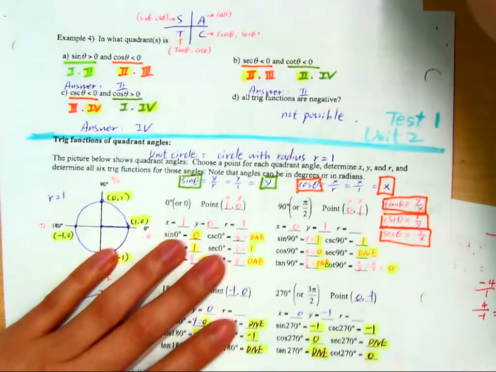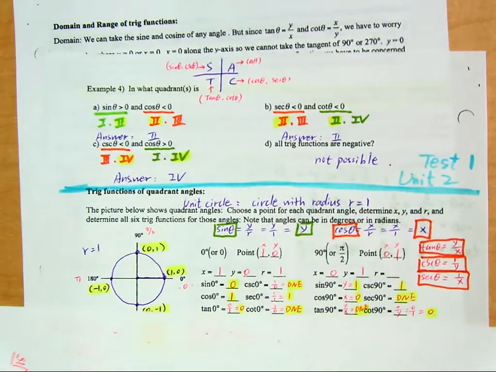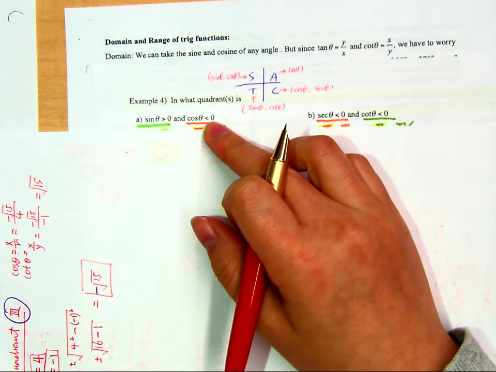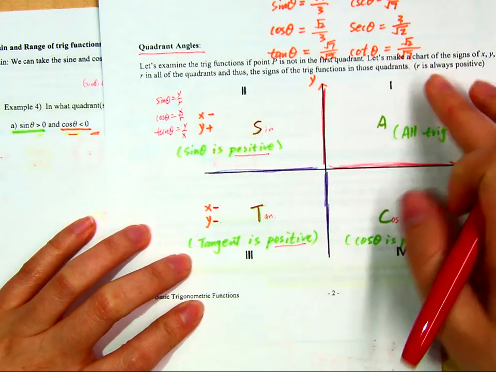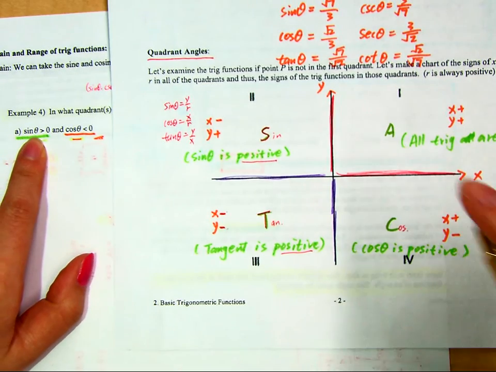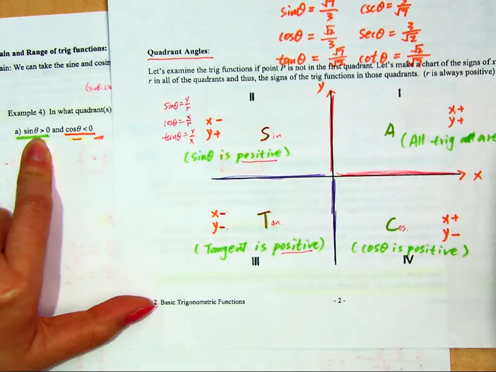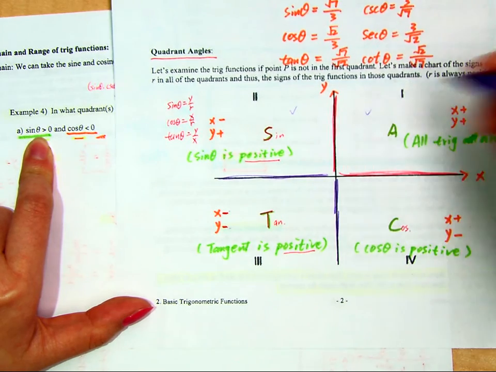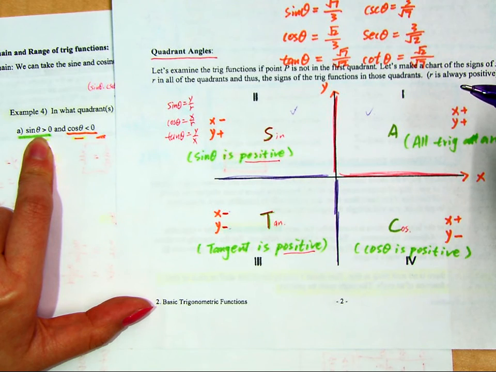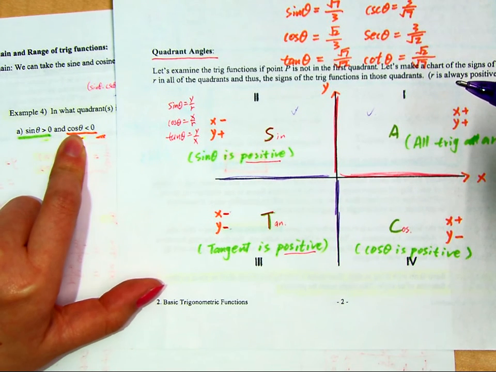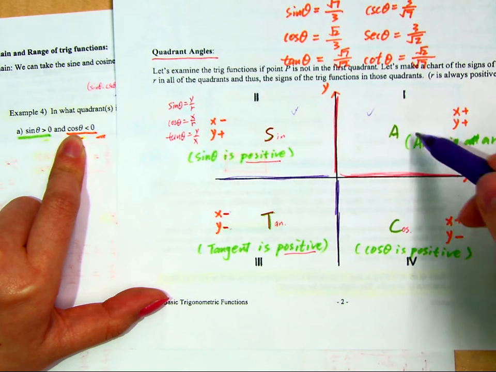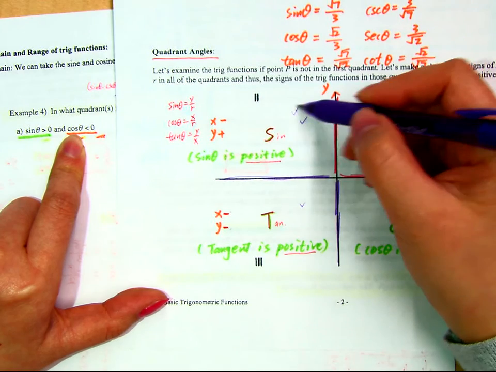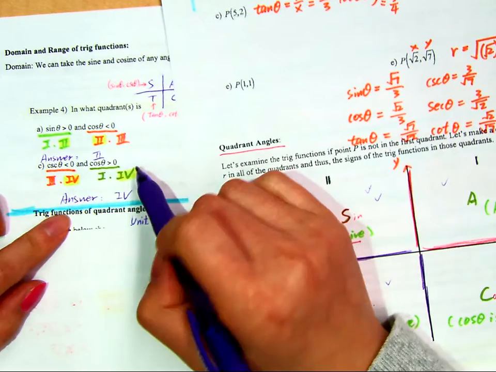And for page 4, Example 4. We are looking for in what quadrant these two things happen. Based on the quadrant chart again, there are two ways. First way: sine is positive. Look at this ASTC. Sine is positive in the first and the second quadrants. And the cosine is negative. In ASTC, cosine is positive here, which means it will be negative here. The quadrant that satisfies both will be the second quadrant. That's how you know the answer is the second quadrant.